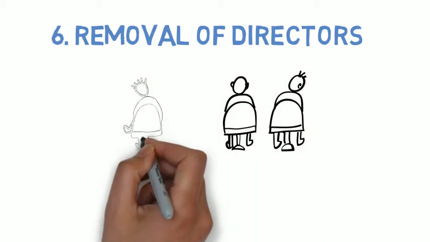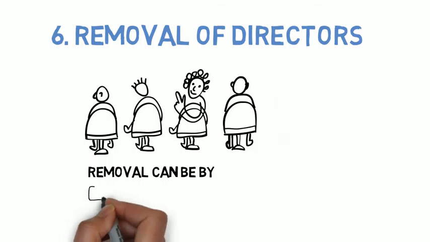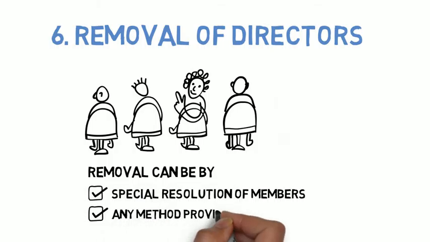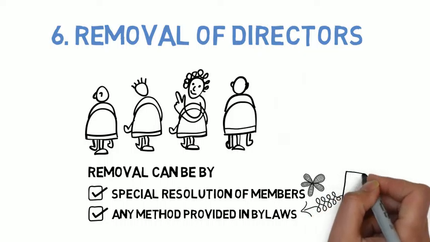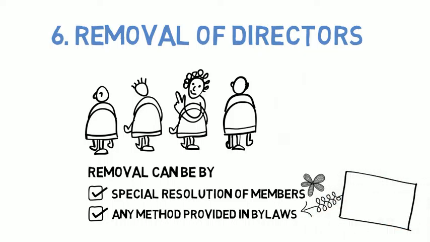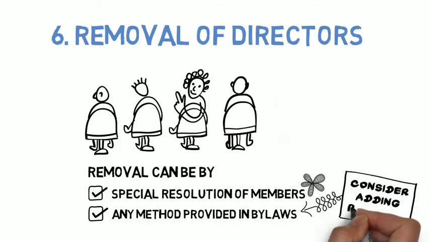Number 6, removal of directors. Under the new Societies Act, a director may be removed by a special resolution of the members or by any method provided in the bylaws. Under the old Act, a director could only be removed by a special resolution of members. This is a meaningful change that can help societies move forward when faced with a director who is not performing. If your bylaws don't currently have a mechanism for removing a director, consider adding a provision allowing the directors to remove a director.